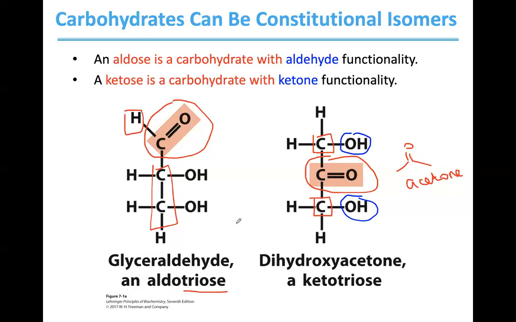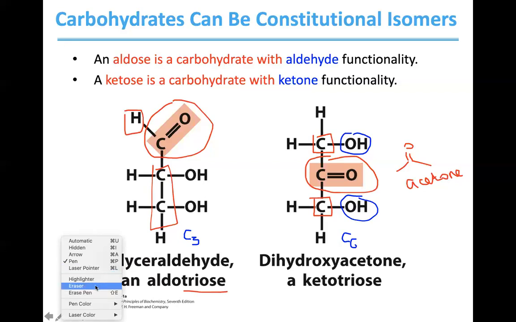And what's the relationship between these two molecules? From organic chemistry, you know how to compare two molecules and derive the relationship between them. What would you call the relationship? What are they relative to each other? They're isomers. What kind of isomers? Constitutional isomers, correct. To determine if they're isomers, remember we have to derive the molecular formula, right? So let's do that. This one is C3, and this one is C3 as well.